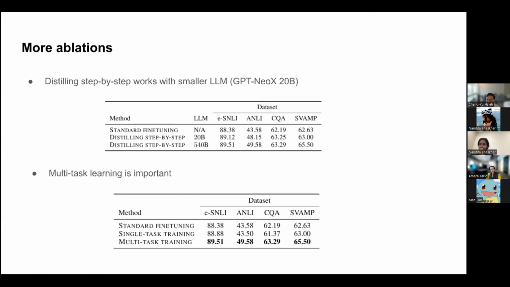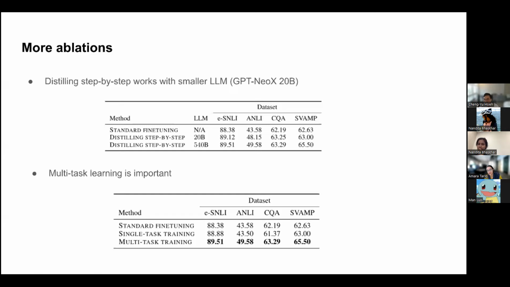This hints that the rationale quality generated by the large language model can be a key factor affecting the effectiveness of distilling step-by-step. We qualitatively looked into the rationales from the 20 billion and 540 billion models, and found that in general the rationale quality is better from the 540 billion model. So, jumping back to an earlier question, one interesting direction is to evaluate and filter low-quality rationales, keeping only high-quality ones for training the small model, which can potentially further improve distilling step-by-step's effectiveness.